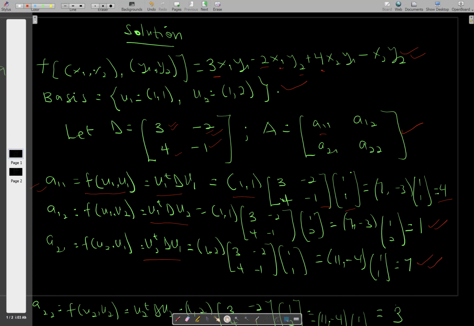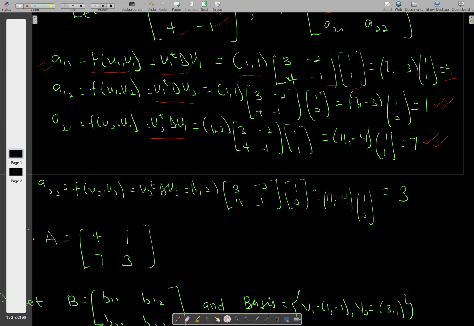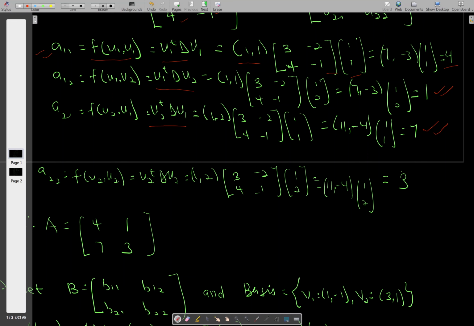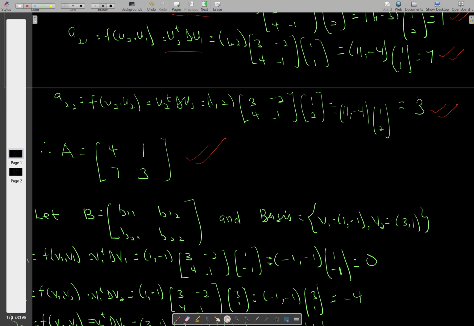Then A22, that's u2 transpose D u2. When you solve this, you get positive 3. So now A11 is 4, A12 is 1, A21 is 7, A22 is 3. So we can generate our matrix A. That's what we have here: 4, 1, 7, 3. Then the second part says that we are to generate matrix B from the basis v1, v2.